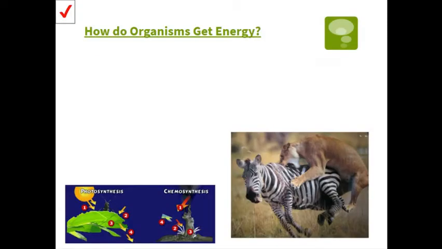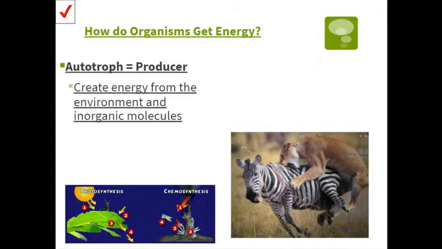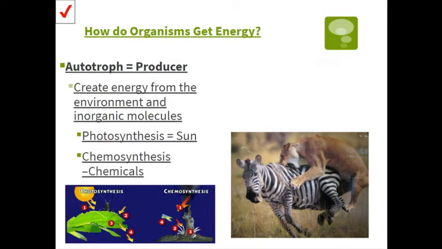First and foremost, it would probably be a good idea to start with how do organisms get their energy? Well, it depends if they are a producer or a consumer. So an autotroph, remember an autotroph is anything that can make its own food, is a producer. These organisms create energy from the environment and inorganic molecules. For example, plants make their energy through converting sunlight, carbon dioxide, and water.